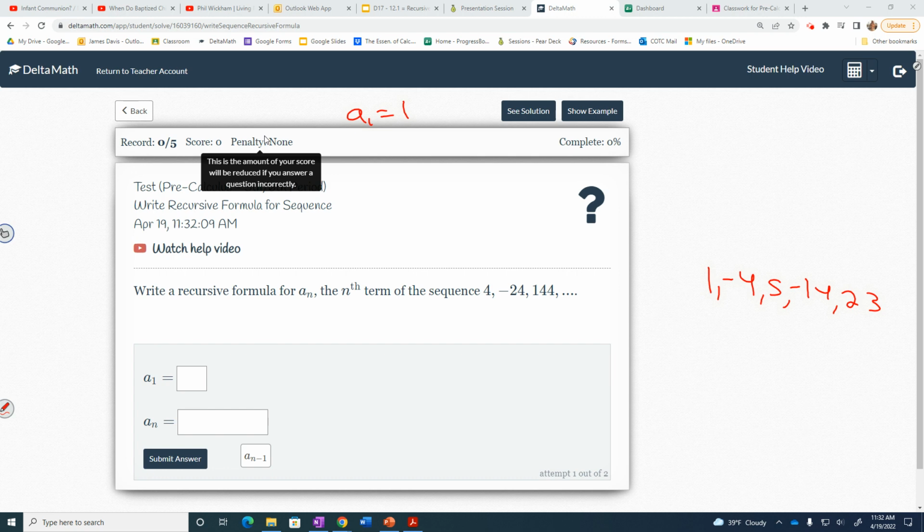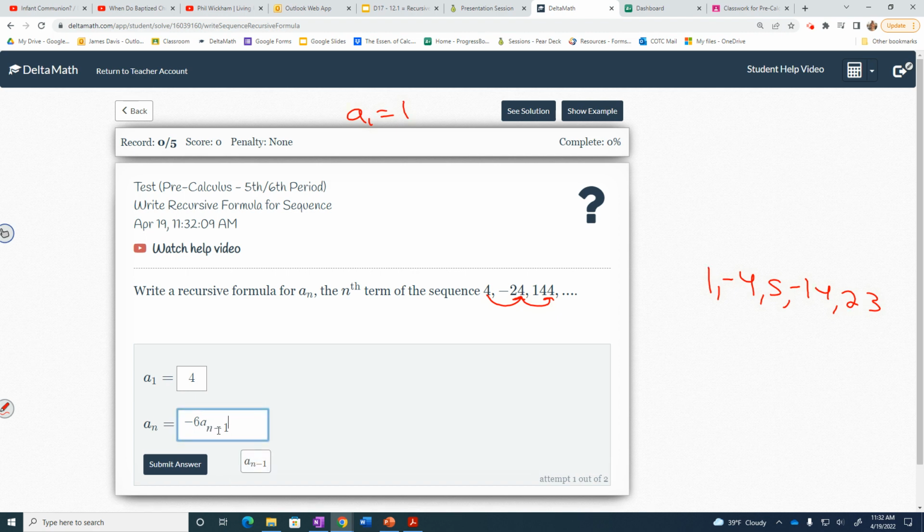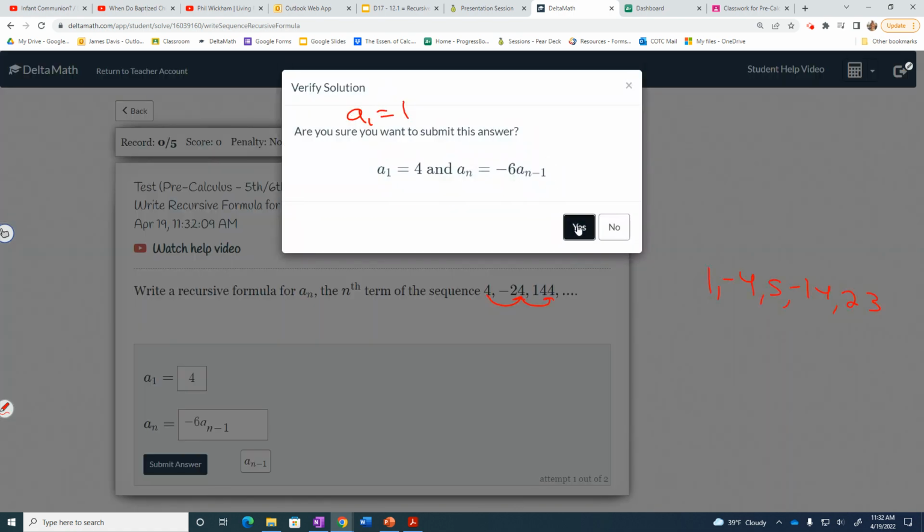Given this, you have to type in a couple things. First, it asks you for a sub 1. So that's just going to be the first term here, which is 4. And then you have to write a formula for a sub n. So you just figure out, well, what's happening as you go from this to this, and then from this to this. What happens there? It's multiplied by negative 6, right? 4 times negative 6 is negative 24. So our formula then is negative 6 times the previous term. So you just hit a sub n minus 1. So negative 6 times the previous term, that's going to be your answer.